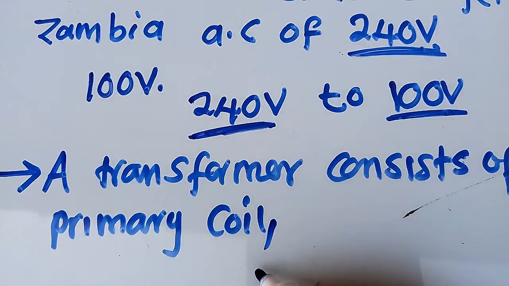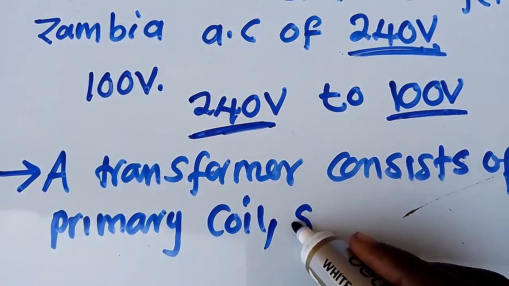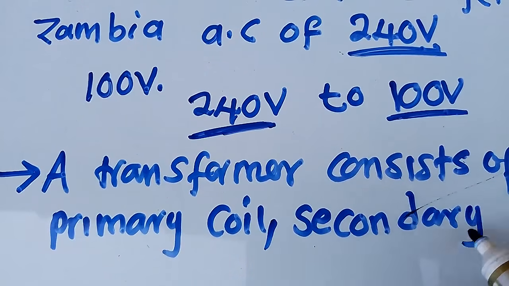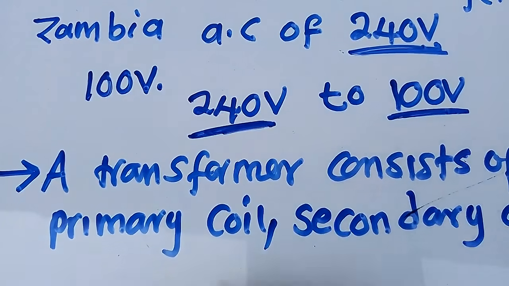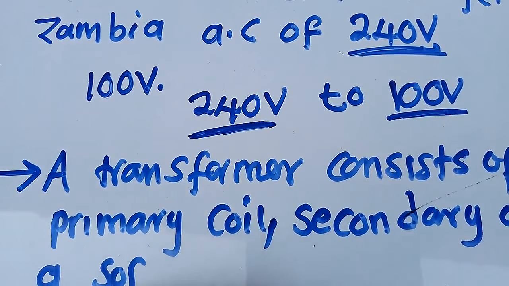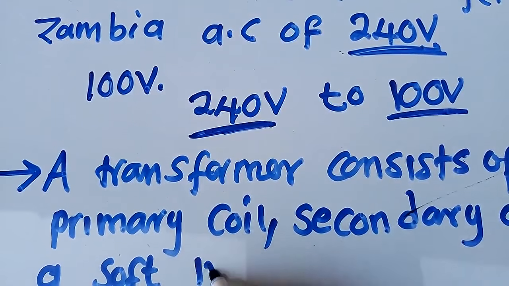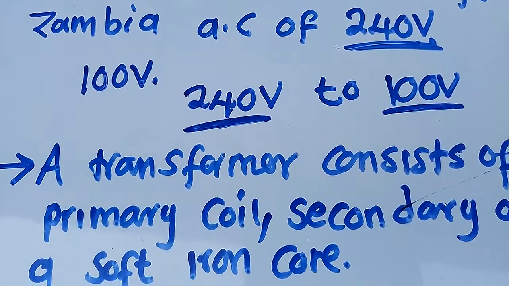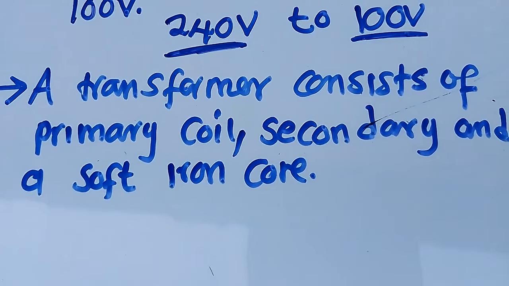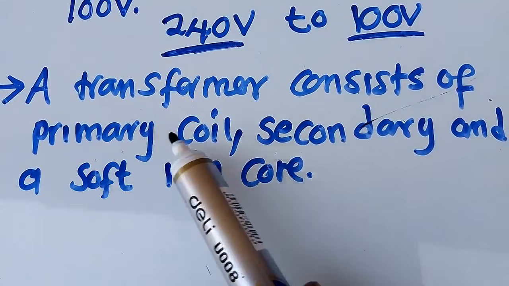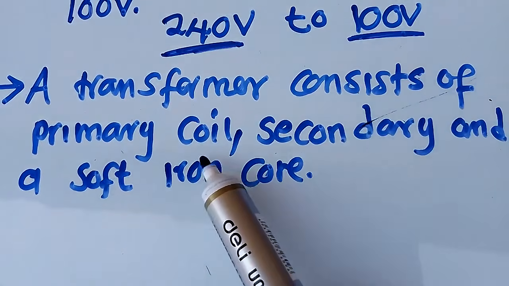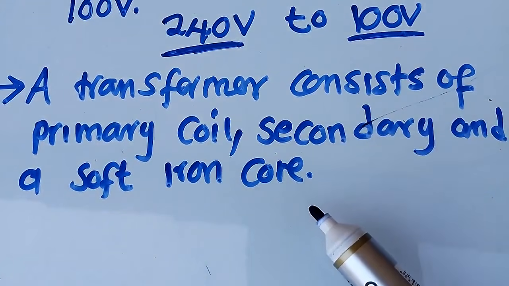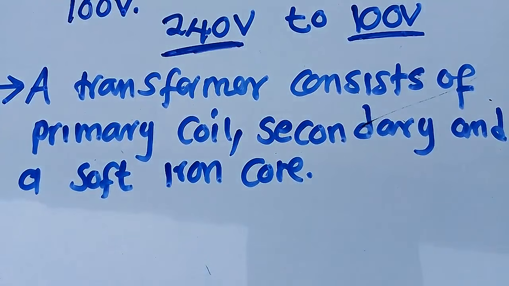Apart from the primary coil, there is what we call a secondary coil. All these, you need to understand them. And we've got what we call a soft iron core. This is what you also need to understand. So a transformer consists of a primary coil, a secondary coil, and a soft iron core. This is what a transformer consists of.